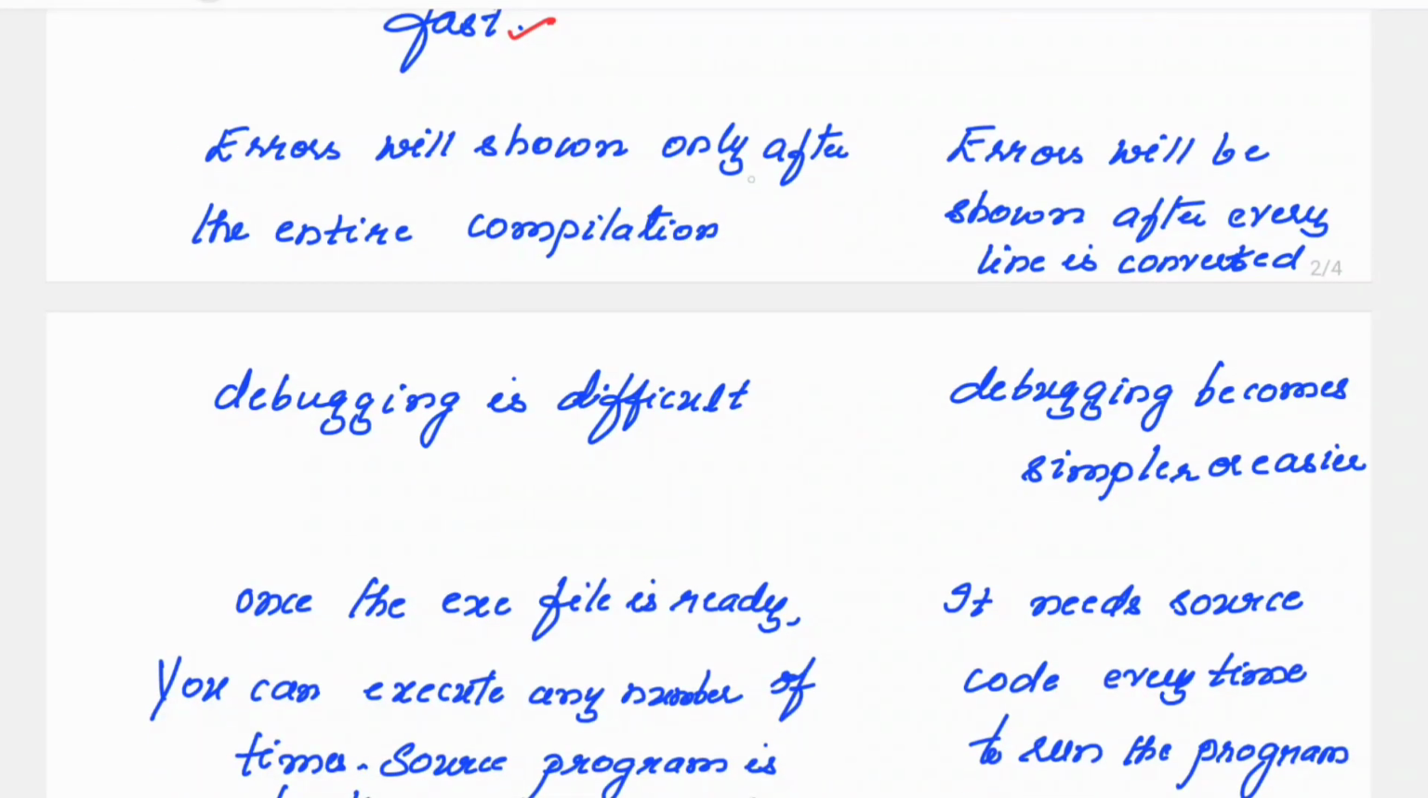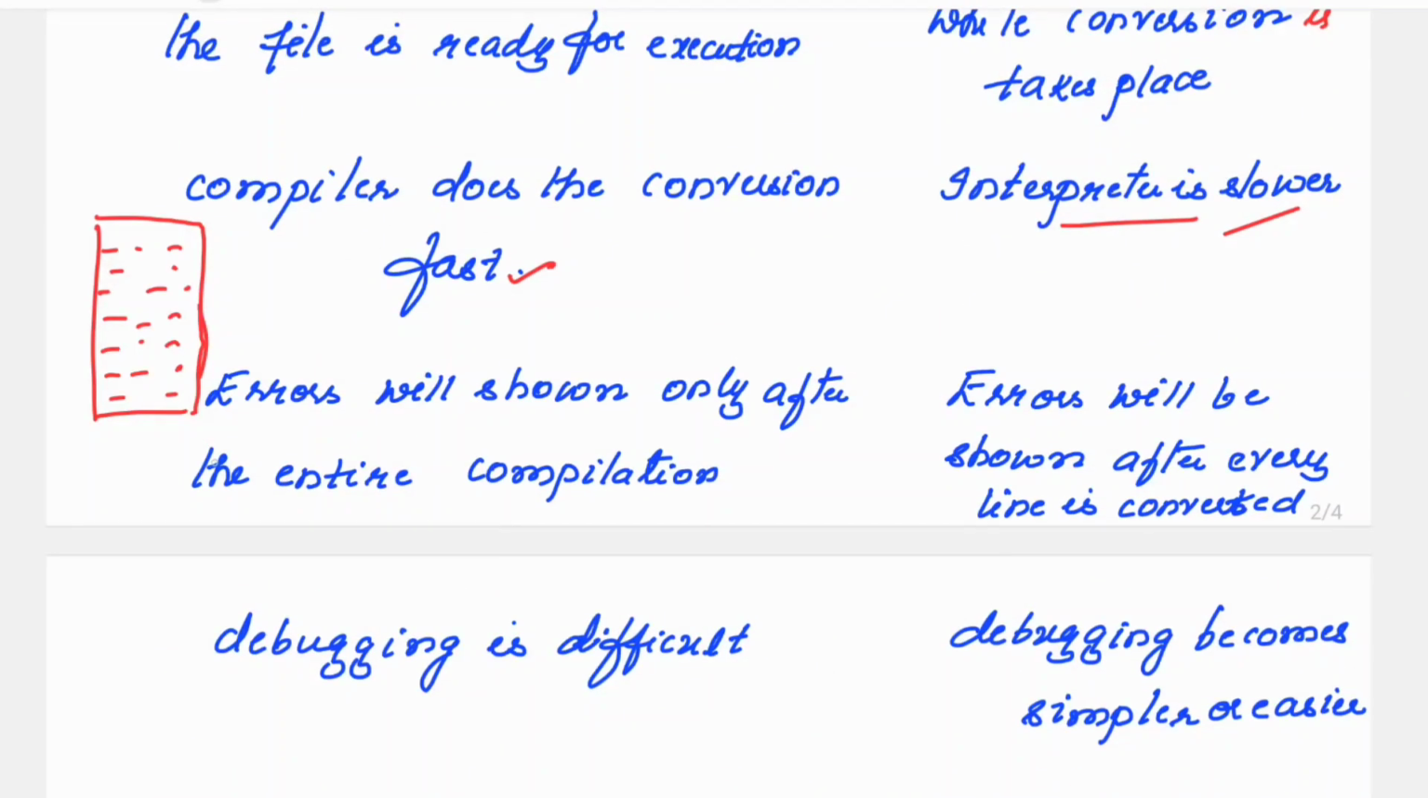In compiler, errors will be shown only after the entire compilation, or once the complete program is compiled, and it is going to show you the list of errors. Then if the errors are there, definitely the user or the programmer is going to debug those errors, and then it will perform its compilation. In case of interpreter, errors will be shown after every line is converted. This will definitely happen here because it is going to translate line by line. So after every line, if there are any errors, they will be displayed.